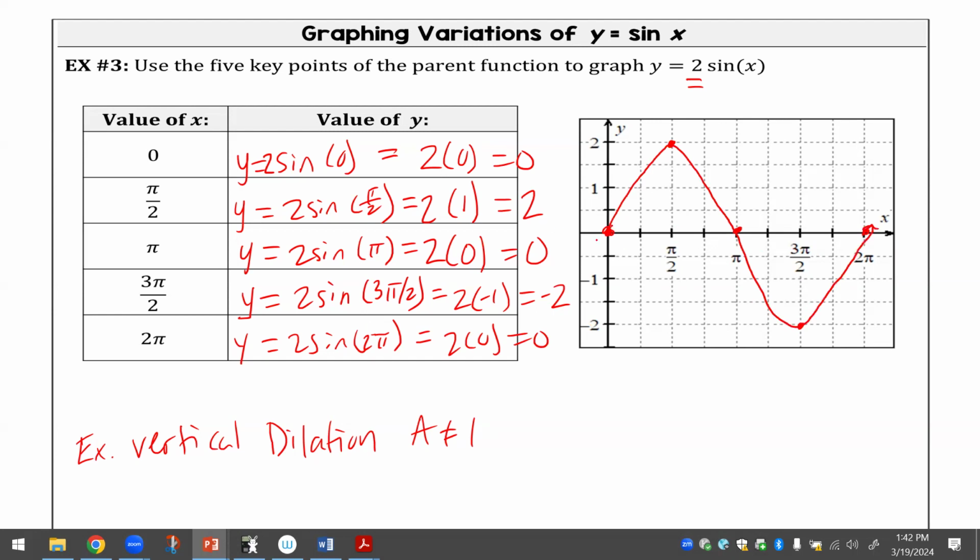Pretend I went through all my points. So on this graph, we now have an amplitude of 2 because our high and our low are 2 units from our middle, right?